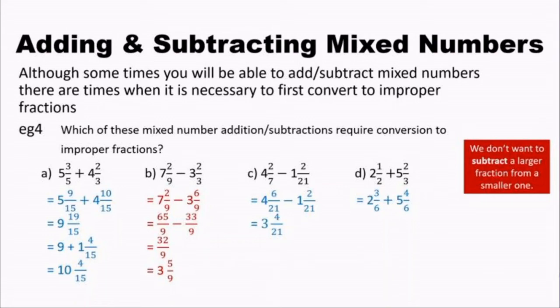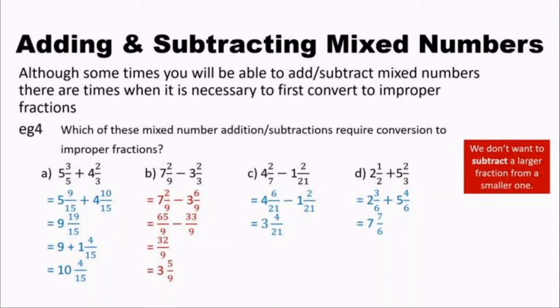As I'm adding, there's no worry that I'm going to end up with a negative fraction here. So let's just add the whole number parts together. 2 plus 5, 7. And let's add the fractional parts together. We've got the common denominator, so our denominator is 6, and our numerator is 3 plus 4, 7 again. So we've got 7 and 7/6.